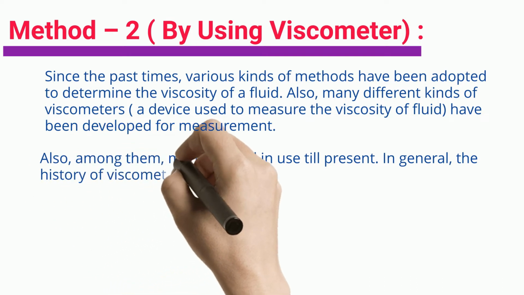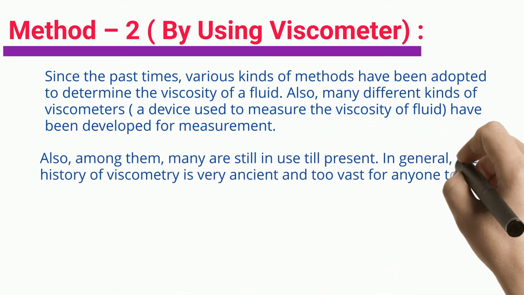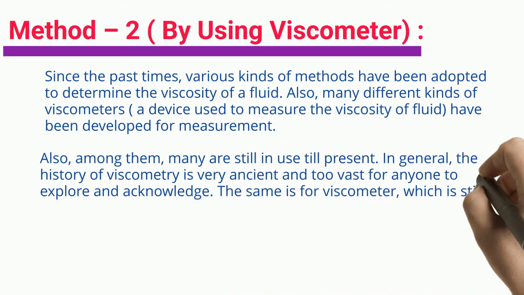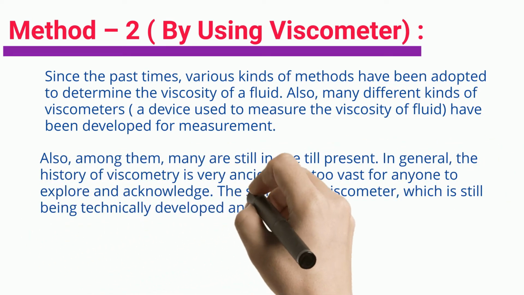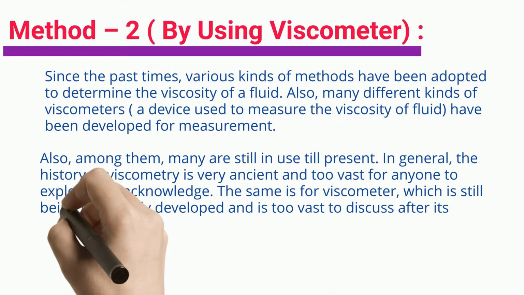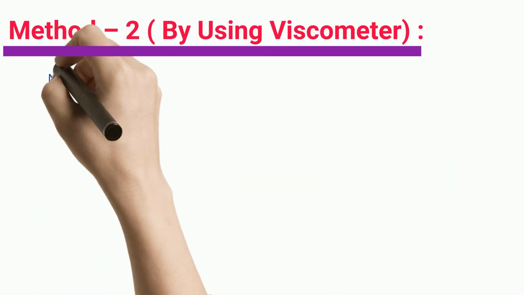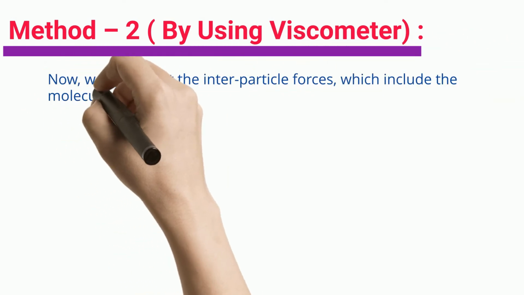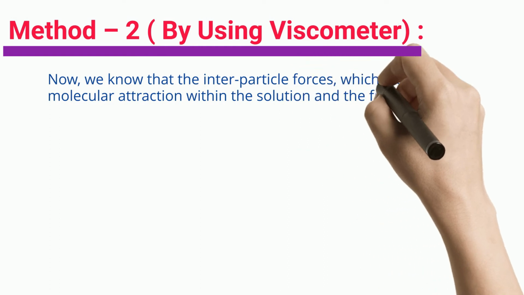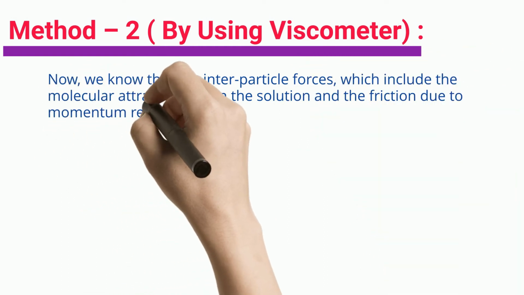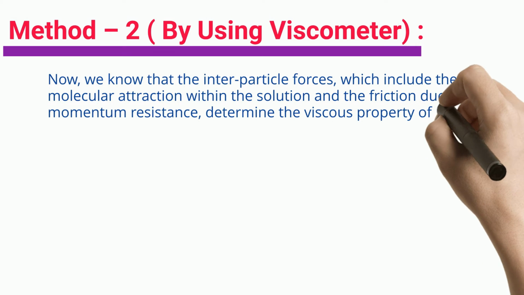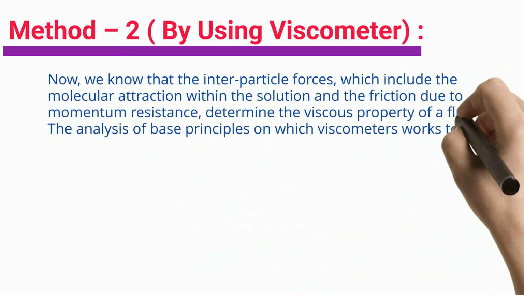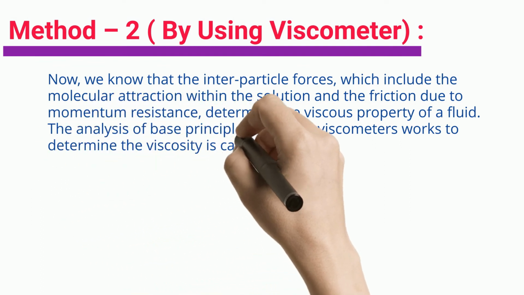In general, the history of viscometry is very ancient and too vast for anyone to explore and acknowledge. The same is for viscometer, which is still being technically developed and is too vast to discuss after its invention in the past. Now, we know that the interparticle forces, which include the molecular attraction within the solution and the friction due to momentum resistance, determine the viscous property of a fluid. The analysis of base principles on which viscometers work to determine the viscosity is categorized into two different forms.